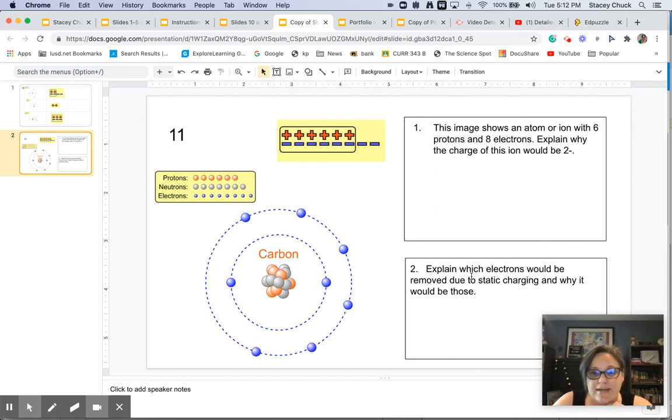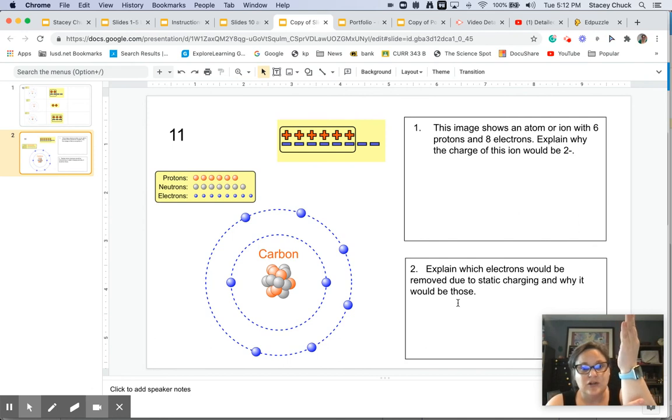Number 2, explain which electrons would be removed due to static charging and why it would be those. So think back to when we were talking about charging static electricity. If you rub your feet on the carpet, you scrape off the electrons. By looking at this picture of an atom, can you explain why it's those specific electrons that get removed?